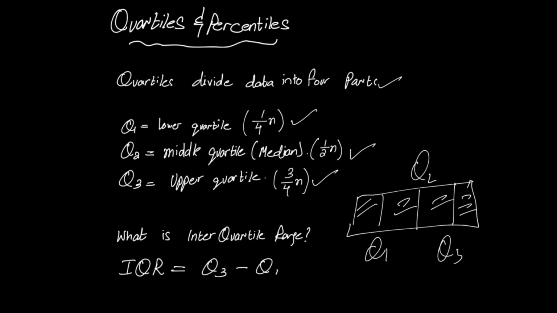Okay, now what is the interquartile range? The interquartile range is Q3 minus Q1. So this is the Q3, this is the Q1. You subtract the values of these and you will get the interquartile range.